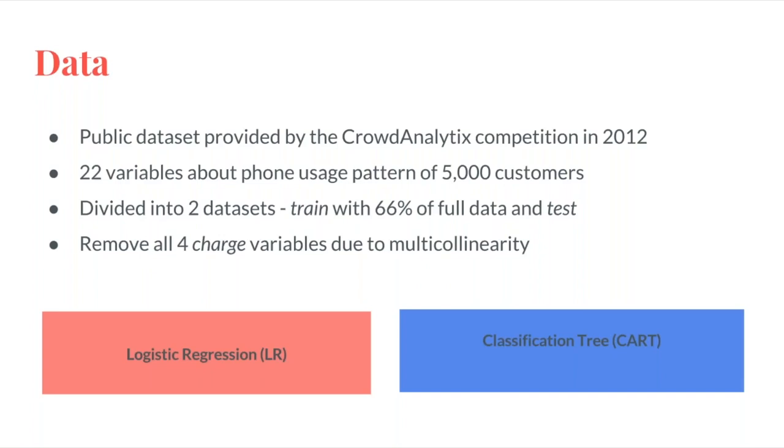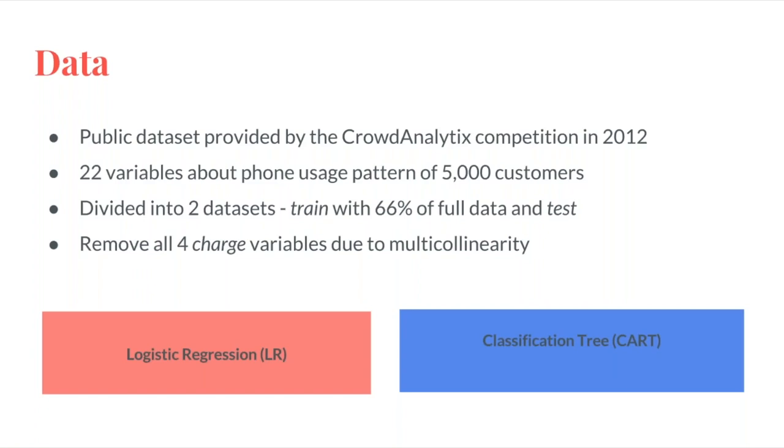First, I will walk you through the data and how we clean the data. So we use a public data set provided by the Crowd Analytics competition in 2012. In this data set, we have 22 variables about phone usage pattern of 5,000 customers, including dummy variables regarding different phone plans, minutes and charge or cost variables, and one response variable, which is to churn or not.